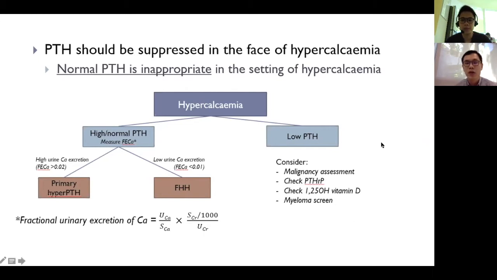Interestingly, of course, if the underlying cause is high 1,25 hydroxy vitamin D, that will actually increase both calcium and phosphate absorption from the gut. So if you see a high calcium and high phosphate, then it's more likely due to the high 1,25D rather than a high parathyroid. Okay, understand.